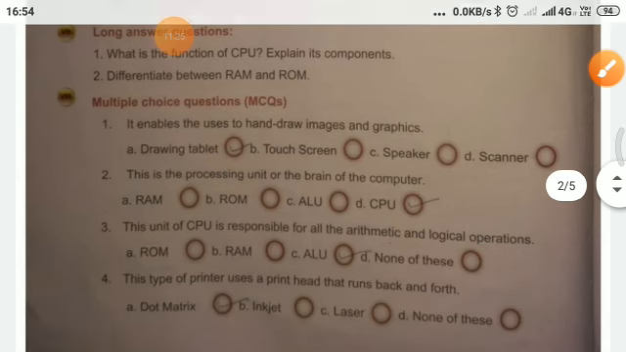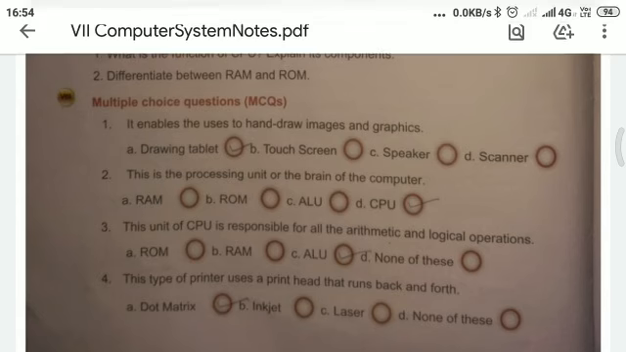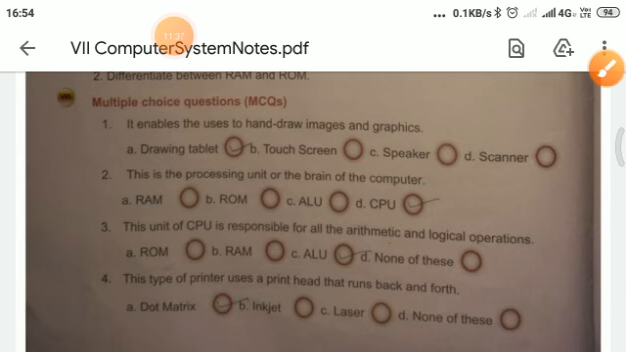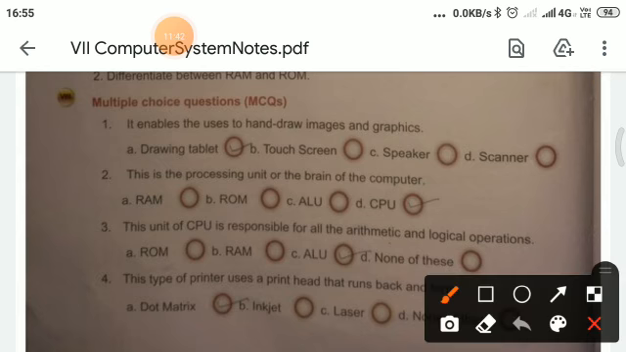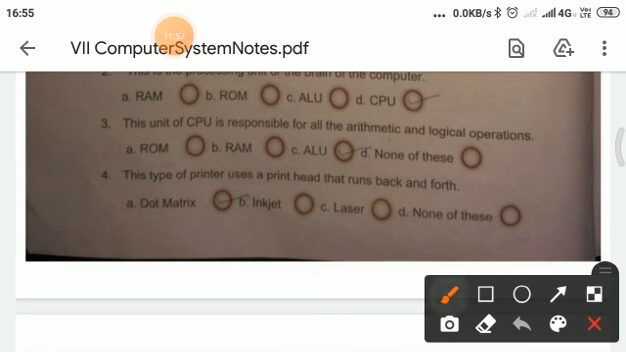And next is, this is the processing unit or the brain of the computer. Correct option will be CPU. And this unit of CPU is responsible for all arithmetic and logical operations. So the correct option for this, students, is ALU. And the next question is, this type of printer uses a print head that runs back and forth. Students, answer will be dot matrix.